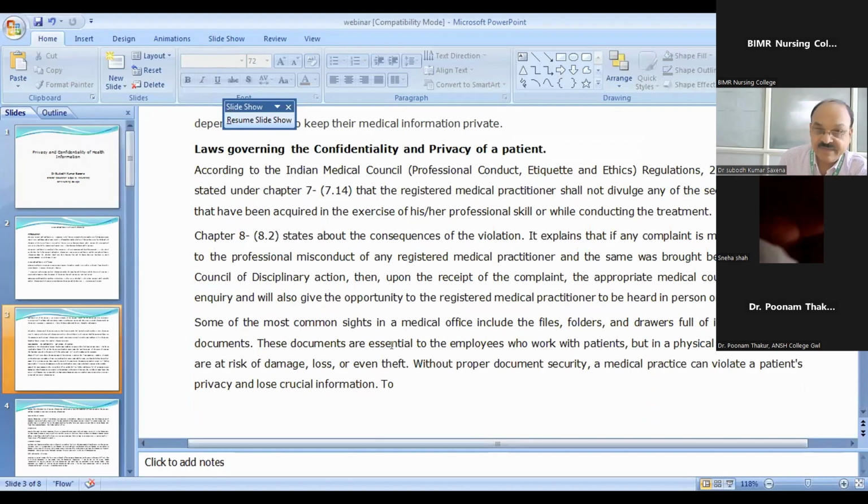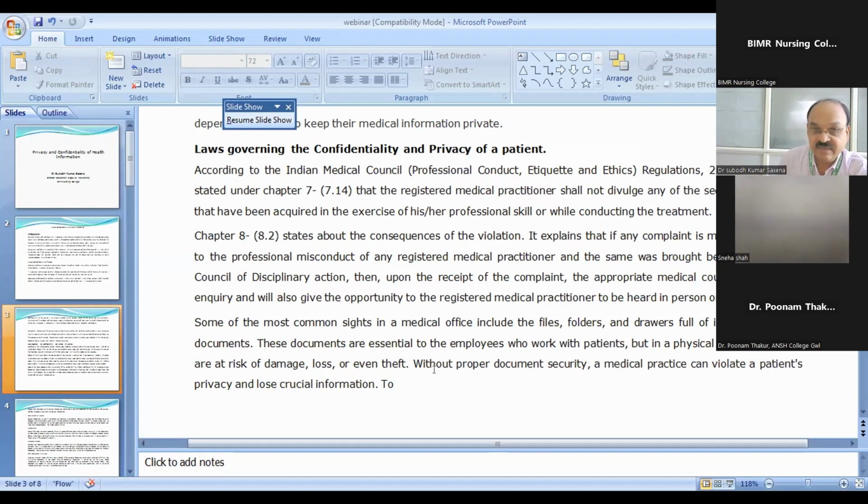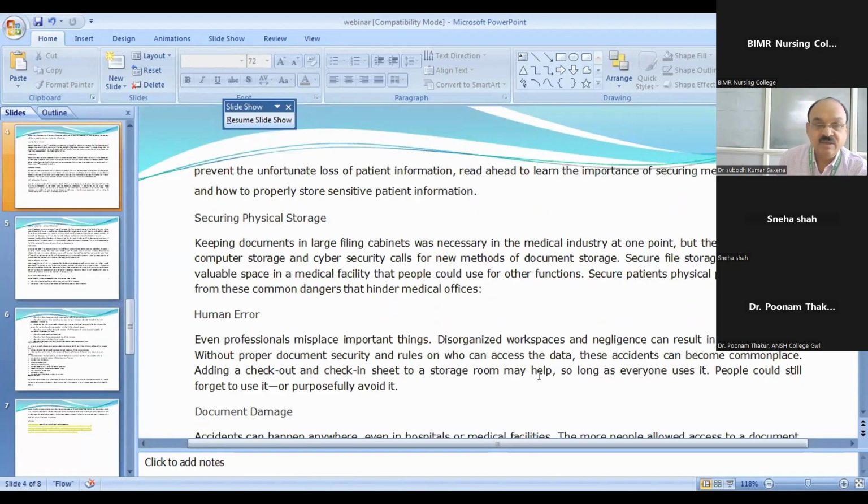Some of the most common sights in a medical office include files, folders, and drawers full of important private documents. These documents are essential to the employees who work with patients, but in physical paper form, they are at risk of damage, loss, or even theft. Without proper document security, a medical practice can violate patient privacy and lose crucial information. To prevent the unfortunate loss of patient information, it is important to learn about securing medical documents and how to properly store sensitive patient information.